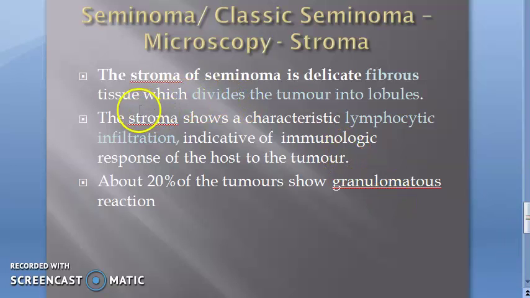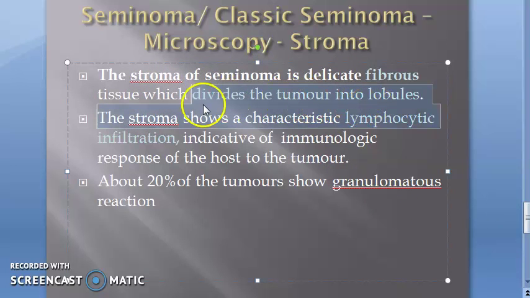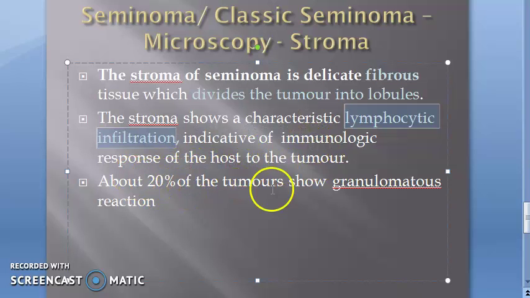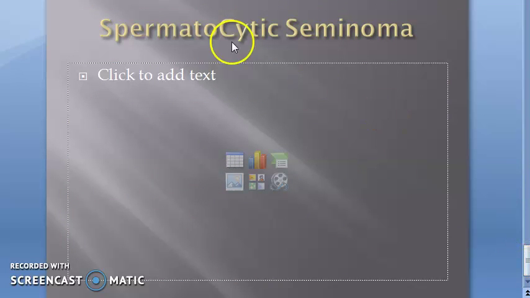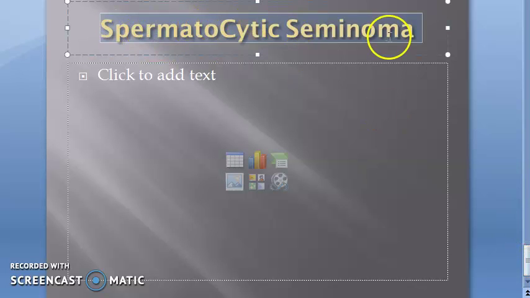So the stroma is fibrous. It divides the tumor into lobules. The stroma shows lymphocytic infiltration indicative of the immunologic response of the host to the tumor. They show granulomatous reaction. Fine. That covers the microscopy, guys. Next, we should learn spermatocytic seminoma.